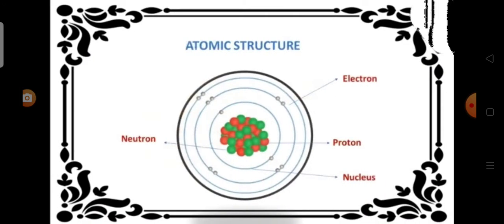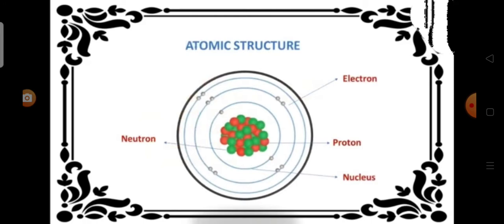Now we see about the atom. An atom consists of proton, electron and neutron, which are called subatomic particles. Proton and neutron are found inside the nucleus, which is at the center of an atom. Electrons revolve around the nucleus in different paths, that is called orbits.